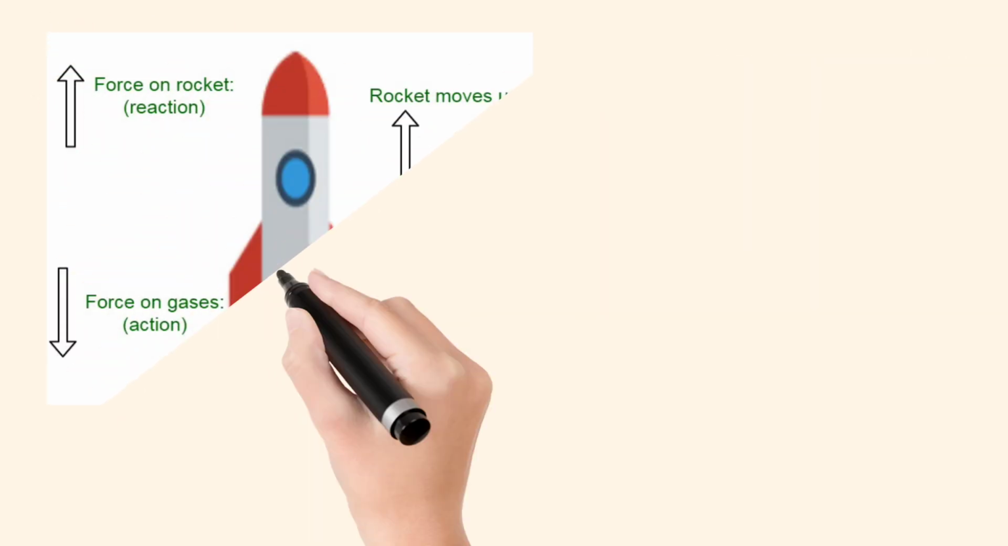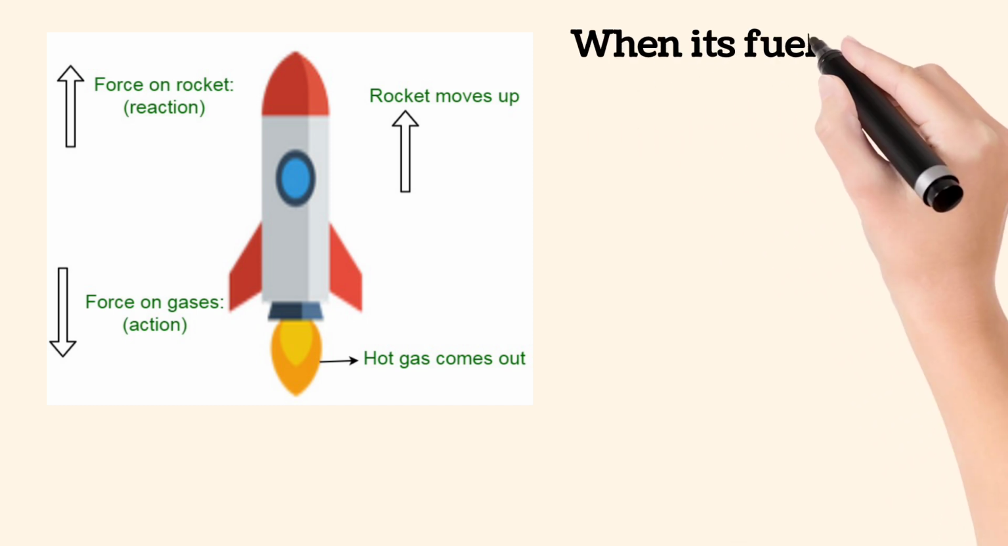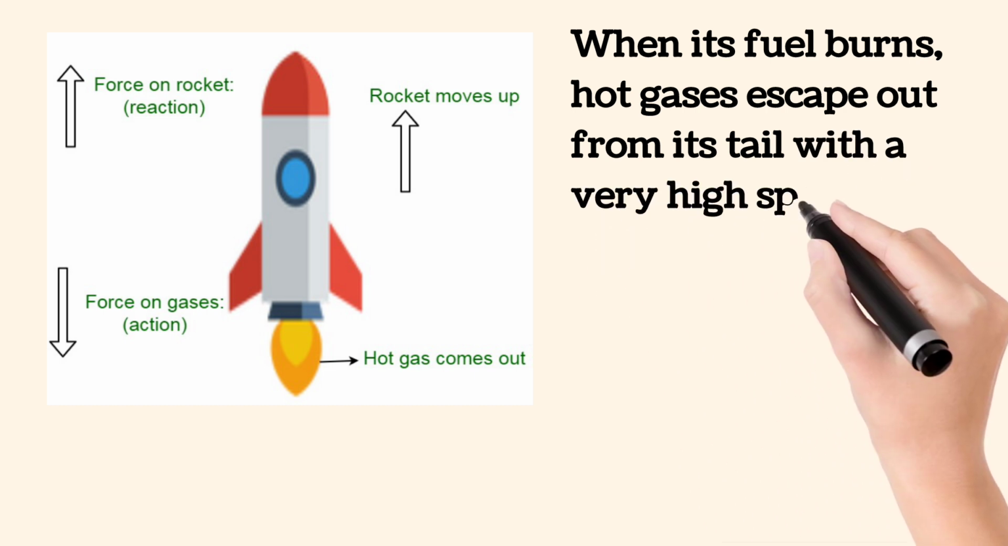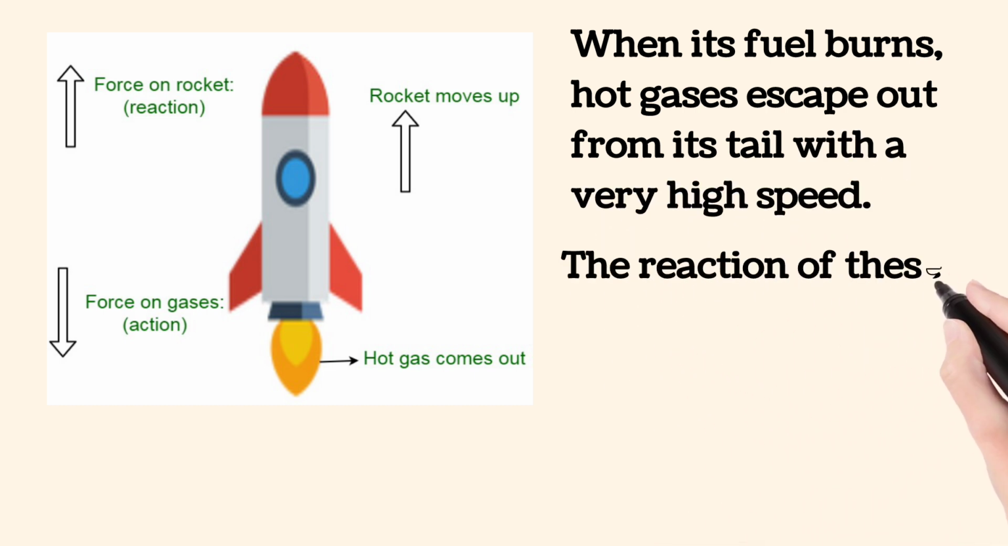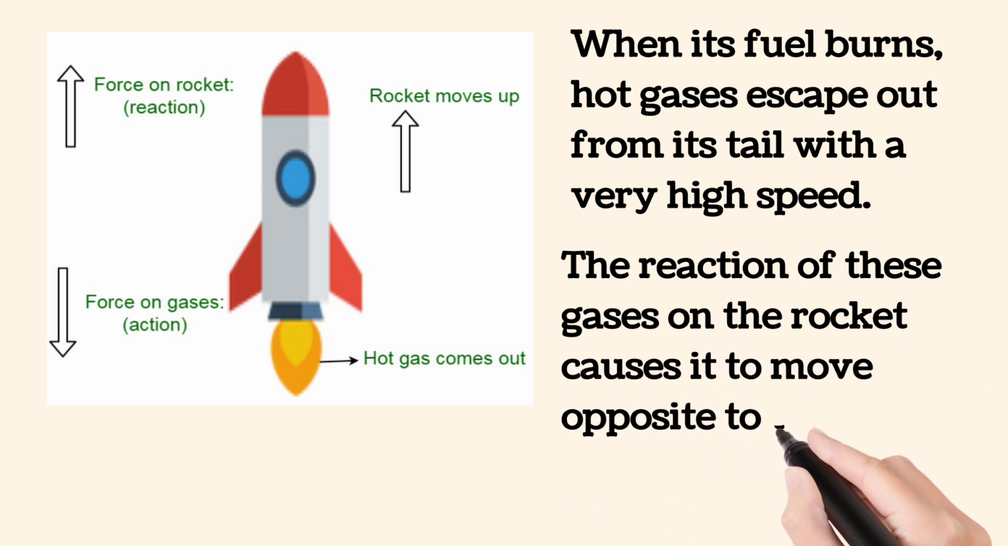A rocket such as shown in figure moves on the same principle. When its fuel burns, hot gases escape out from its tail with a very high speed. The reaction of these gases on the rocket causes it to move opposite to the gases rushing out of its tail.